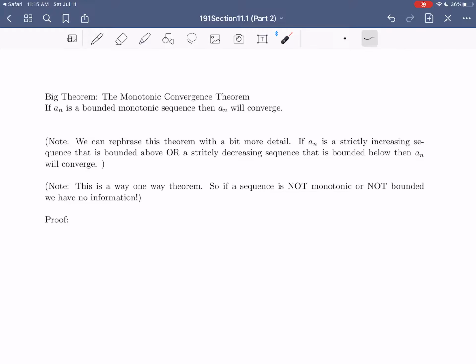So this is a big theorem because we're going to use it to wrap up section 11.1, and we're going to reference it constantly as we make our way through the rest of chapter 11. So this is what's called the monotonic convergence theorem, and you'll often see this referenced as the MCT, just so that we can abbreviate it. What this says is that if a_n is a bounded monotonic sequence, then a_n will converge. So in other words, if you are both bounded and monotonic, you're guaranteed to converge.